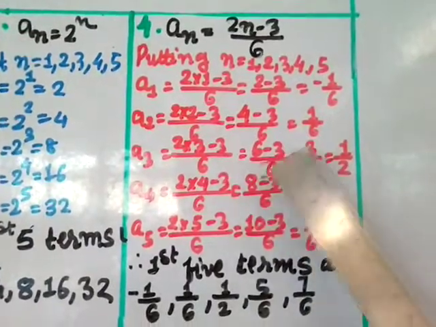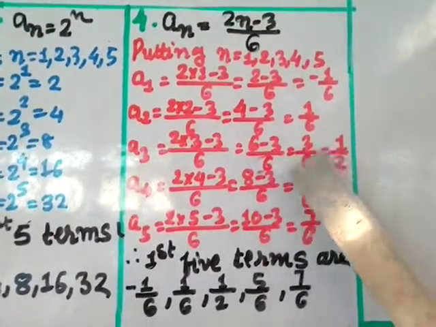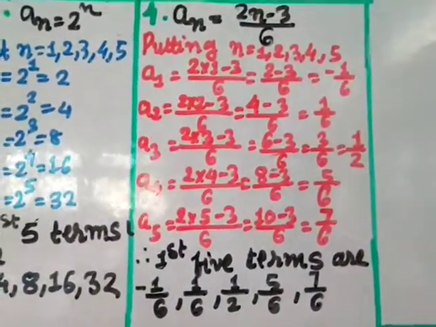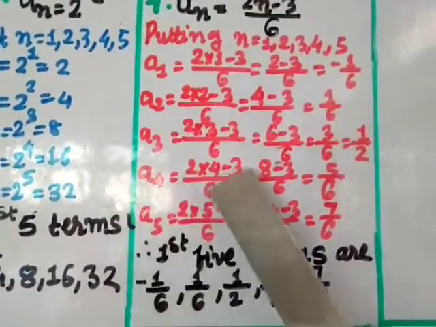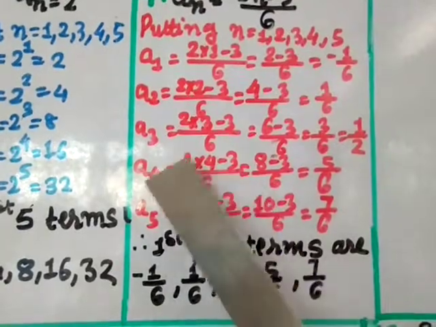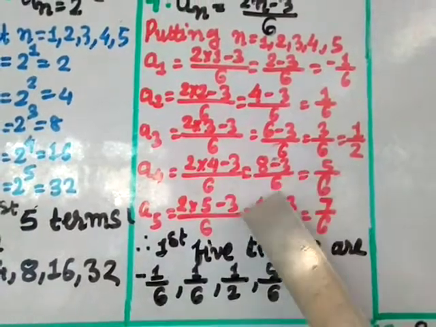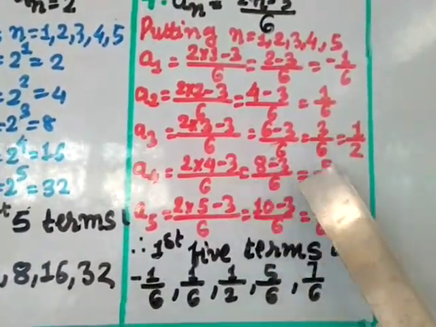6 minus 3 is 3 by 6, cut by 3. So you get equal to 1 by 2. Now put n equal to 4. So here 4 you have to put. So a4 equal to (2 into 4 minus 3) by 6, equal to 2 into 4 is 8 minus 3 by 6. 8 minus 3 is 5 by 6.